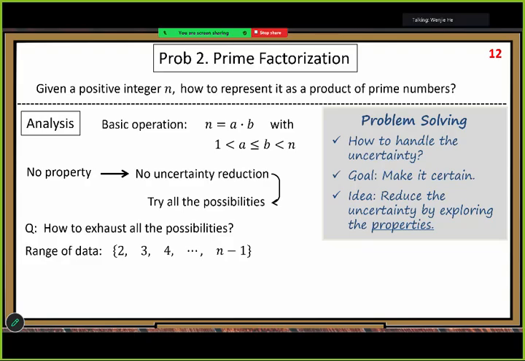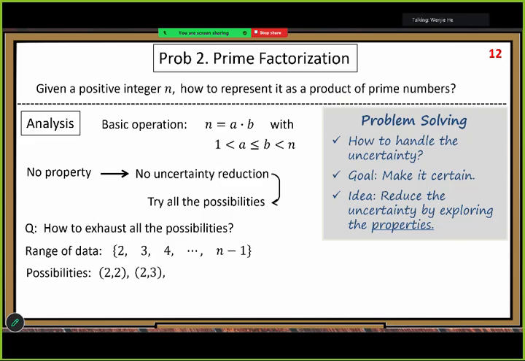A-B pairs. Now, let's try to list all the possibilities, all the cases. The first pair, 2 and 2, since B is greater than or equal to A. Smallest possible A, smallest possible B. So 2, 2.